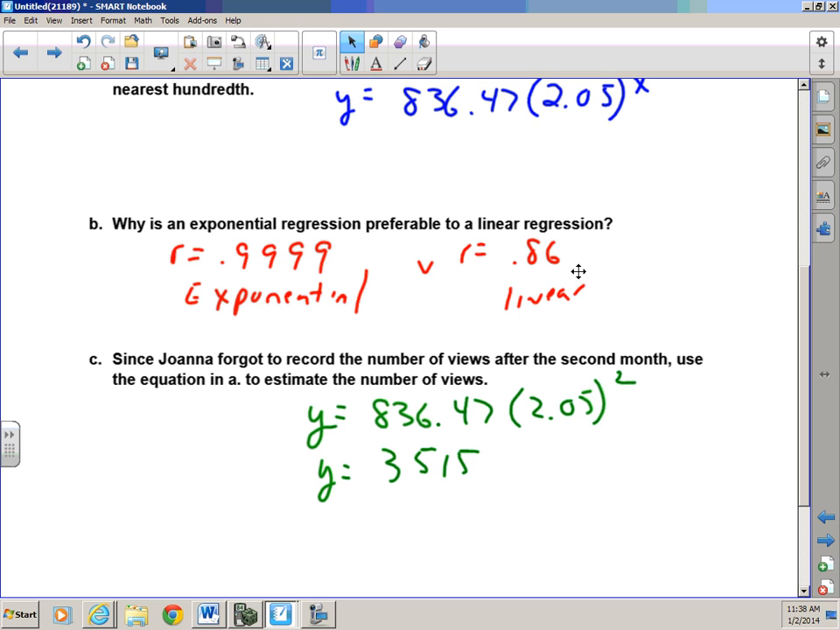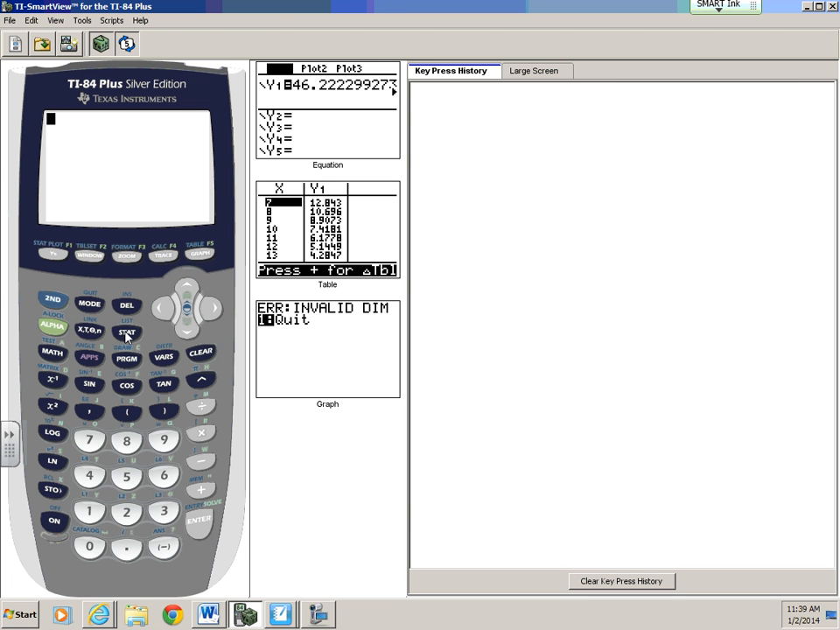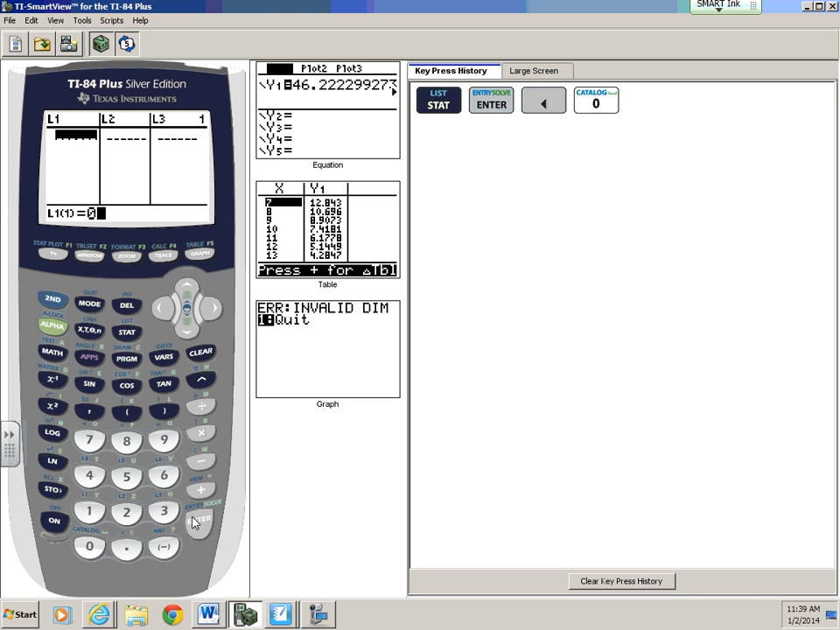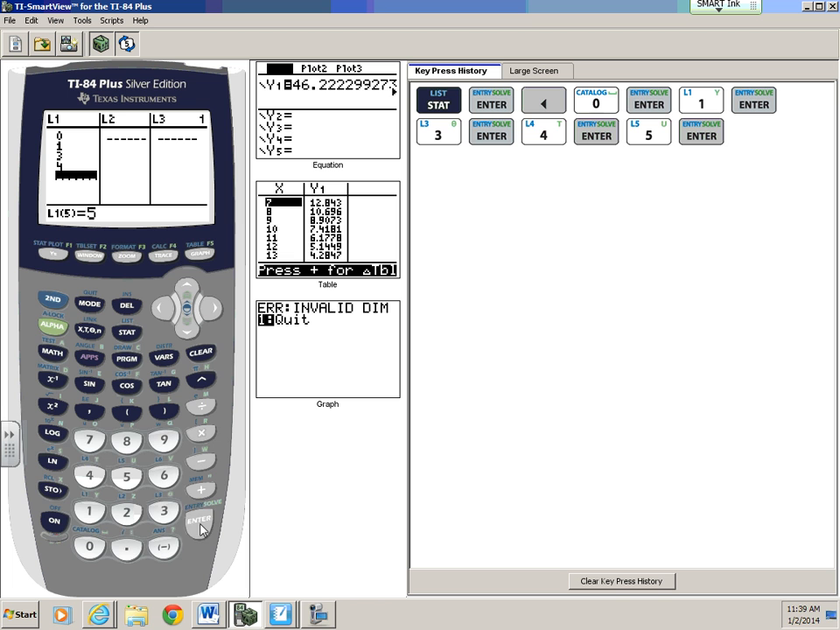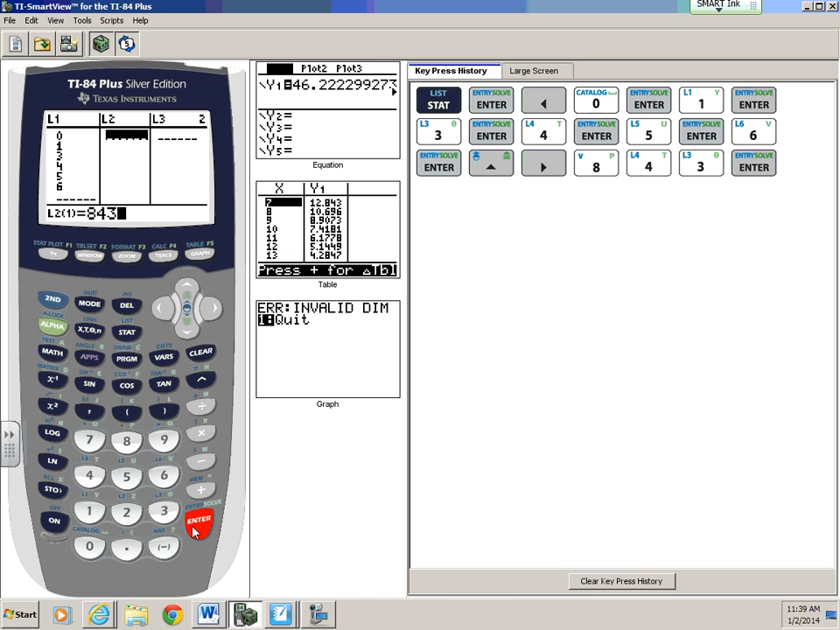We are going to go to our calculator. We're going to hit stat and enter, which gives us L1 and L2. I'm going to put in 0, 1. Now, I'm skipping 2 because she didn't figure out how many views there are in the second month. So you can't put in a 0 because that's not correct. That's a data point. So you just omit it. Then I'll put in my additional data.